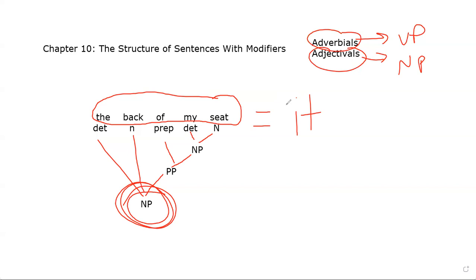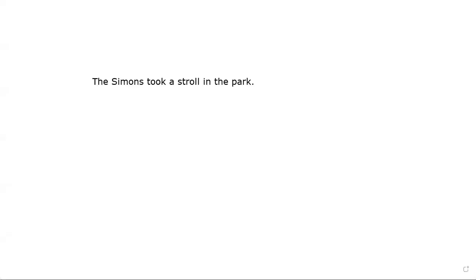So let's do a few examples. And when we draw them out, we can see visually how this is happening. So let's look at our first example. Okay. The Simons took a stroll in the park. Now we could just go ahead and try to draw this out, right?